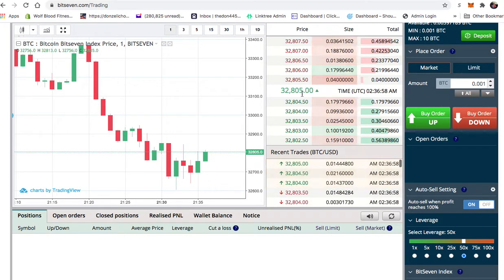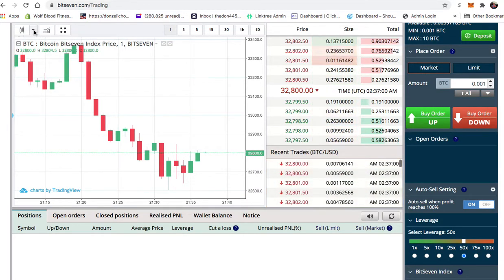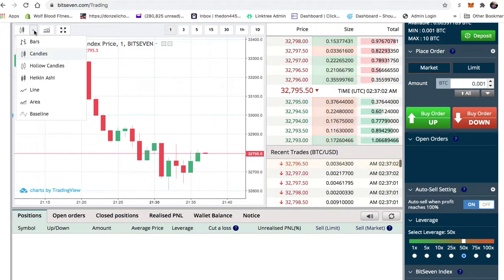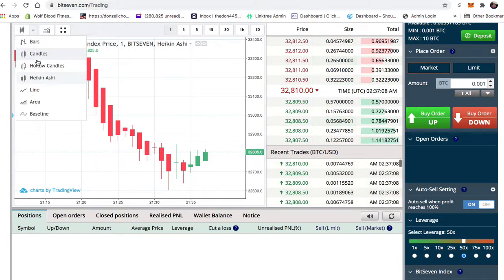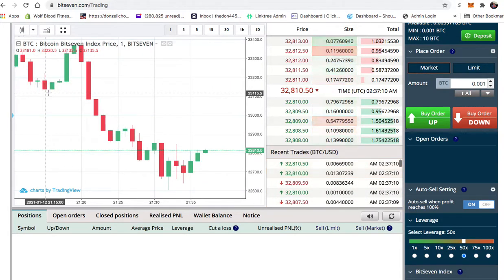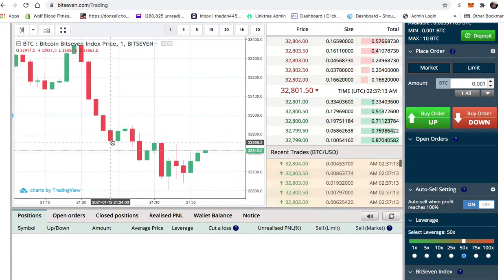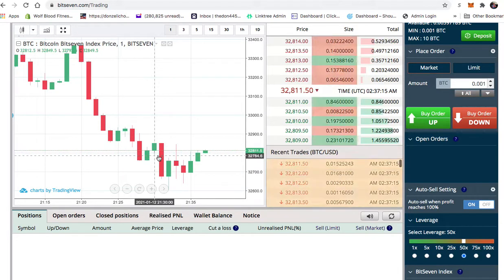Now most day traders, they like the Heiken Ashi candles. So all you gotta do is click this little arrow, come down here, hit Heiken Ashi. You can see the difference. Let me show you that again. See the difference? There's a little difference with the trends.